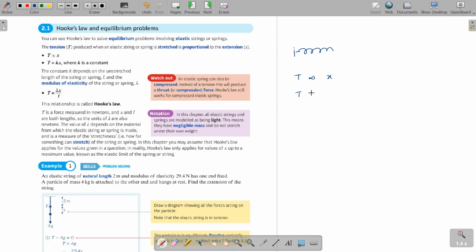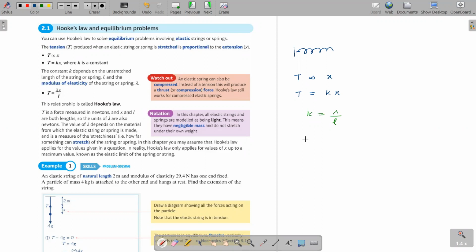Then we remove the proportional sign by putting in a constant. So tension equals kx, and the constant k depends on the unstretched length of the string, L, and the modulus of elasticity of the string or spring. We don't need to go into the explanation of how this is found. In M3, all you need to know is that this k value is found as lambda over L, where lambda is defined as the modulus of elasticity of the spring. The modulus of elasticity is unique to that spring, and it is a constant value for that particular spring or string.